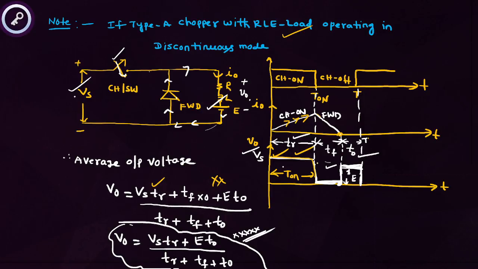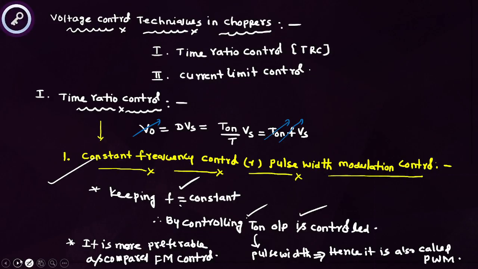Vs into TR. During off time, the chopper is off, who is conducting? The freewheeling diode is conducting. If the freewheeling diode is conducting, what is the output voltage? 0. Here no device is conducting, students. If no device is conducting, what is the output voltage? Output voltage equal to E, the battery voltage, because it is RLE load. Then you have to write this average output voltage formula in the case of discontinuous mode of type A chopper, students.